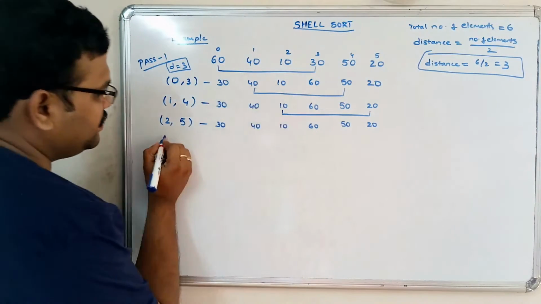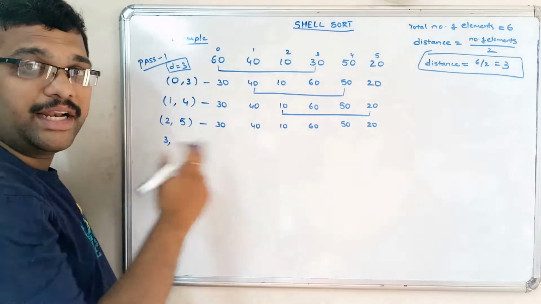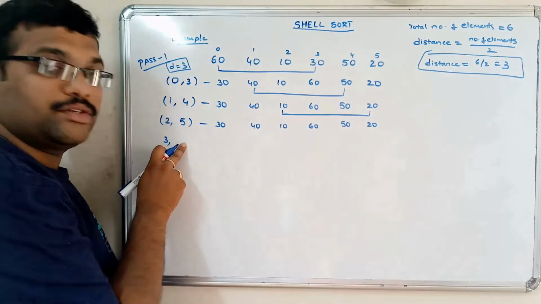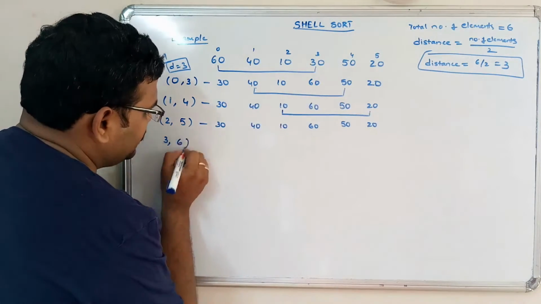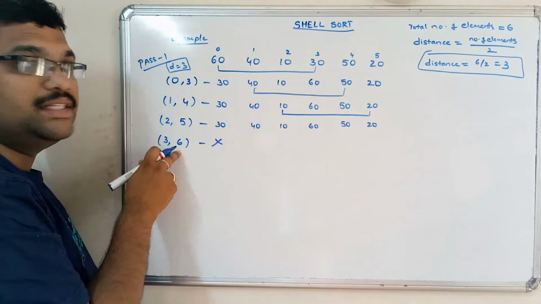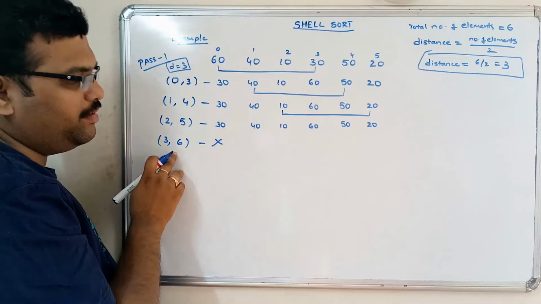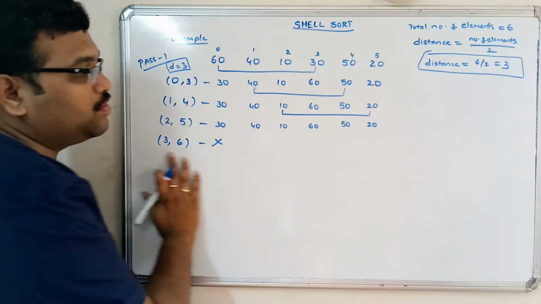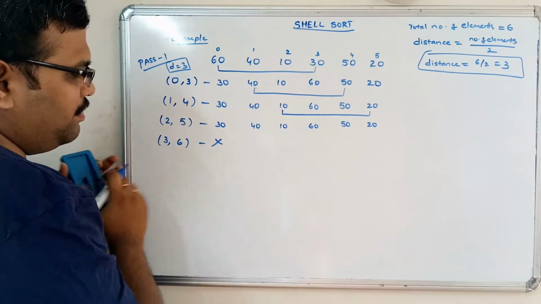And move the index 3. What is the next index which we have to compare within the distance 3? 6. So this cannot be performed as we do not have the 6th index. The last index is 5. We cannot compare it with the 6th index. So this ends our first pass.